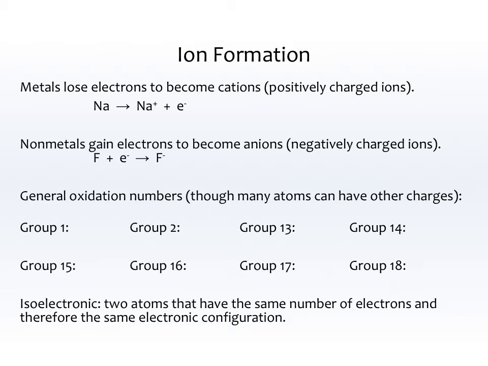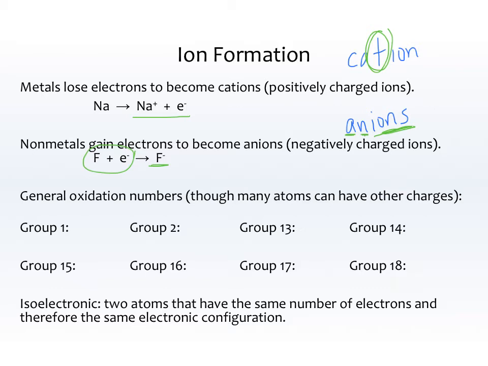So then we've got to talk about ion formation. Metals lose electrons to become cations. Remember, cations has that positive sign right there in the word. That's a positively charged ion. So sodium will tend to lose one electron to become Na+. Nonmetals will gain electrons to become anions. And the way we're going to remember that, remember anions are a negative ion. So then fluorine would tend to gain an electron to become F-. That's the normal way you're going to see fluorine.